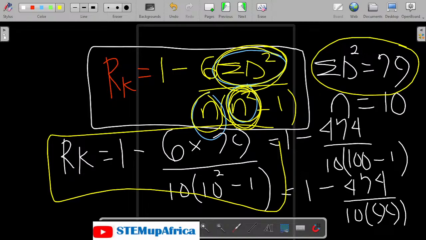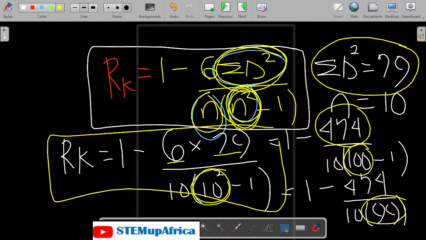So I will now use 6 to multiply 79. It will give me 474. I will square this 10. If I square this 10, it will give me 100. Then this 10 outside is still there. So 100 minus 1 will give me 99.